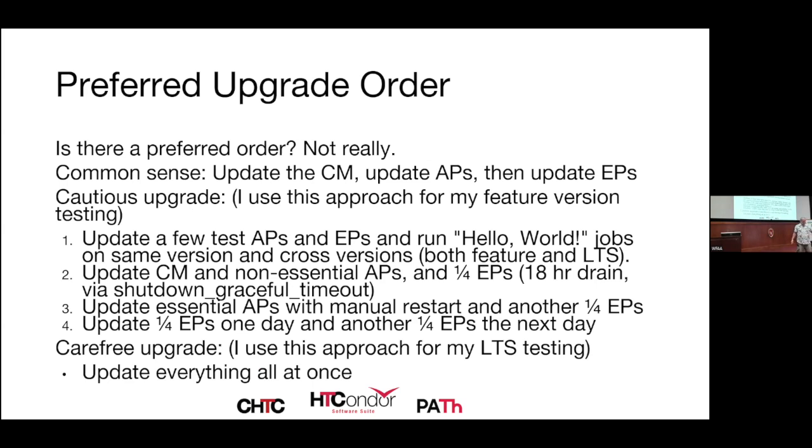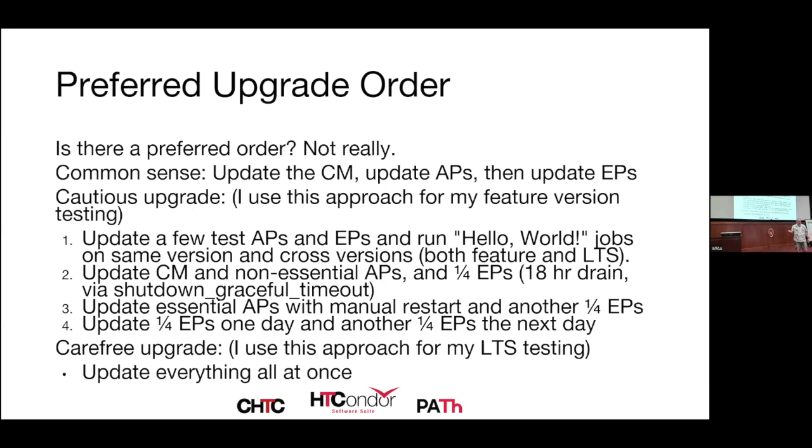The last thing I want to talk about is the preferred upgrade order. Is there one? Not really. Common sense is you start with a central manager and update your APs and then your EPs. I have a cautious approach, which I use with the new RC software. I update a few test APs and EPs, and I run Hello World jobs on the same version and across versions, both feature and LTS, to make sure that works.